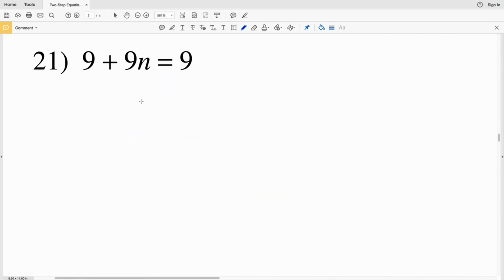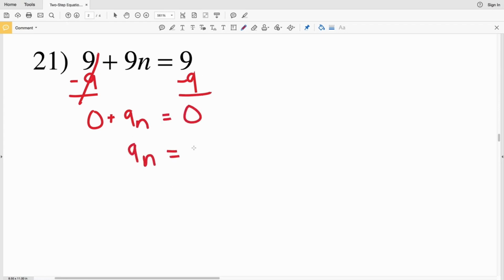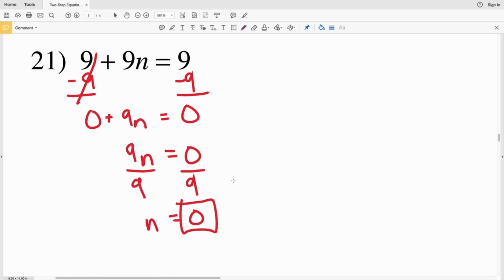21, we have 9 plus 9n equals 9. Start by subtracting the 9. When you subtract the 9, we'll get 0 plus 9n is equal to 0. That leaves us with 9n equal to 0. And when we divide by 9, 0 divided by any number is 0. So n is equal to 0.